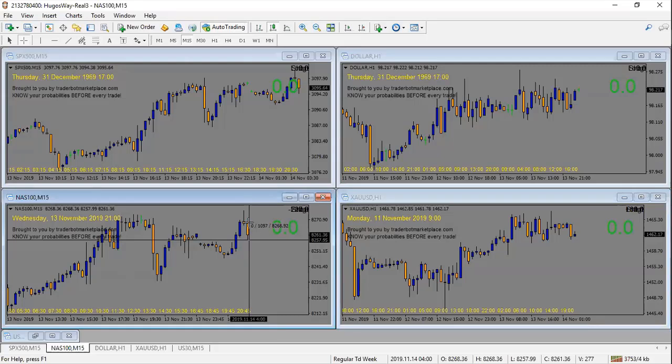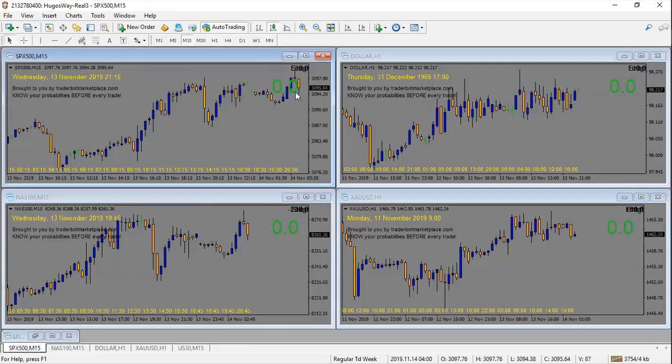Like that right there is 109 pips on NAS100. On SPX500, it's only 35 pips. So they might look the same size, but they're not calculated the same. See what I'm saying?